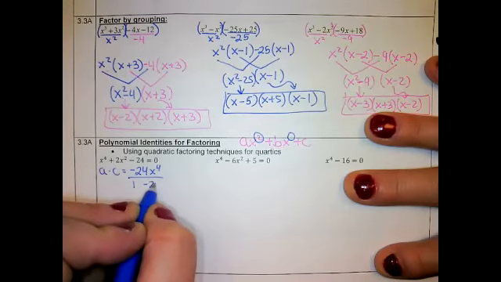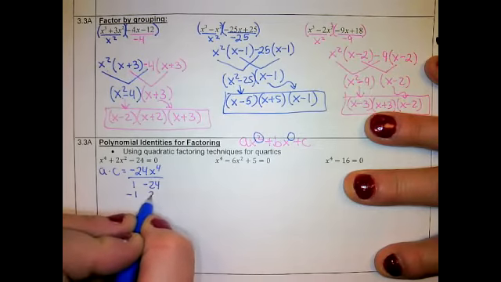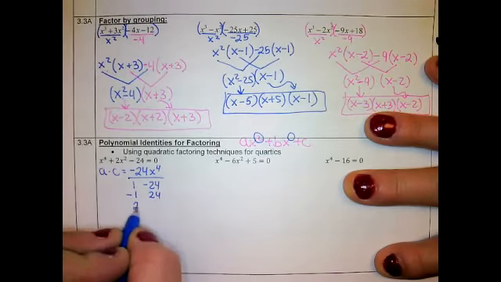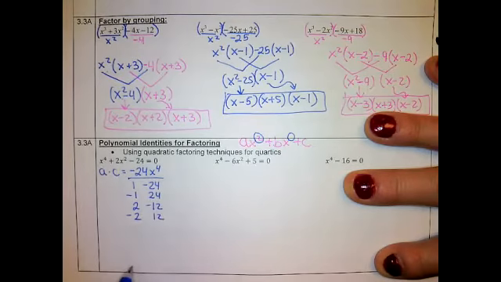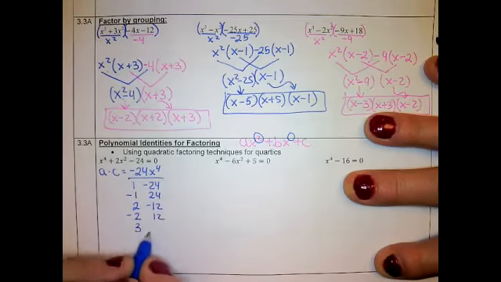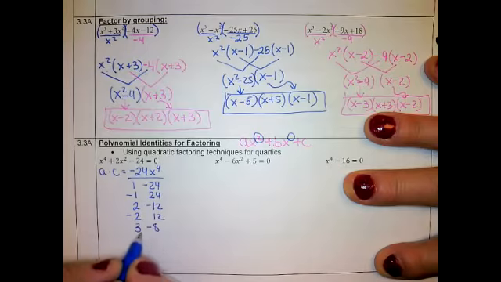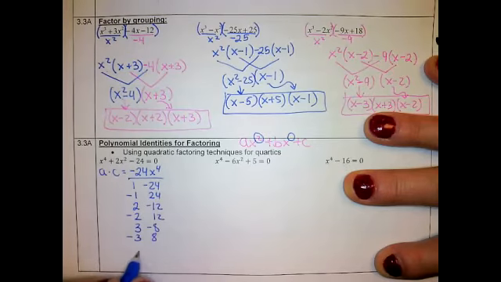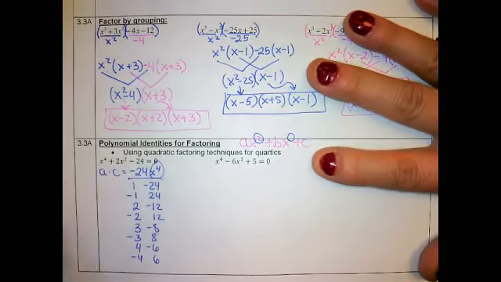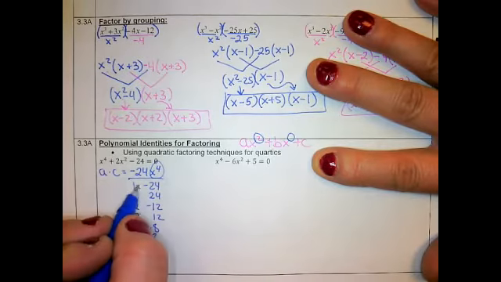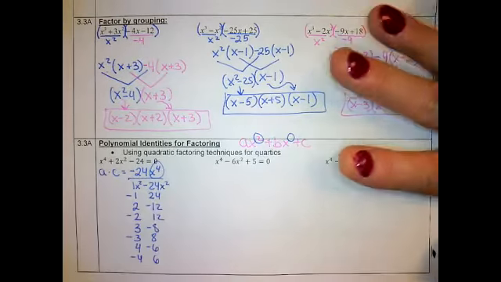So 1 times negative 24, negative 1 times 24, 2 times negative 12, negative 2 times 12, 3 times negative 8, negative 3 times positive 8, 4 times negative 6, or negative 4 times positive 6. So those are all my factors. And because this is an x to the fourth, these are going to have to be x squareds multiplied together.